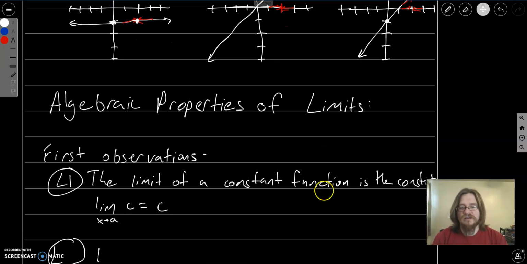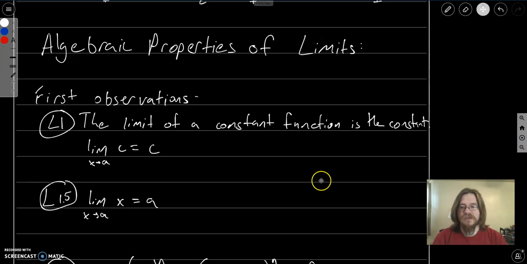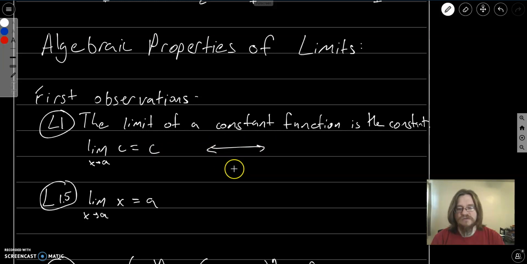So let's look at some algebraic properties of limits. The first observations that I want to make were some that I was talking about before. And the first one is that the limit of a constant function is that constant. So the limit as x approaches a of c is c. This function is a constant function, so it just goes straight left and right. It doesn't matter what x value we pick. We are always at the same height. So the limit is always just going to be that height. Nothing ever changes. This limit is always just going to be c.